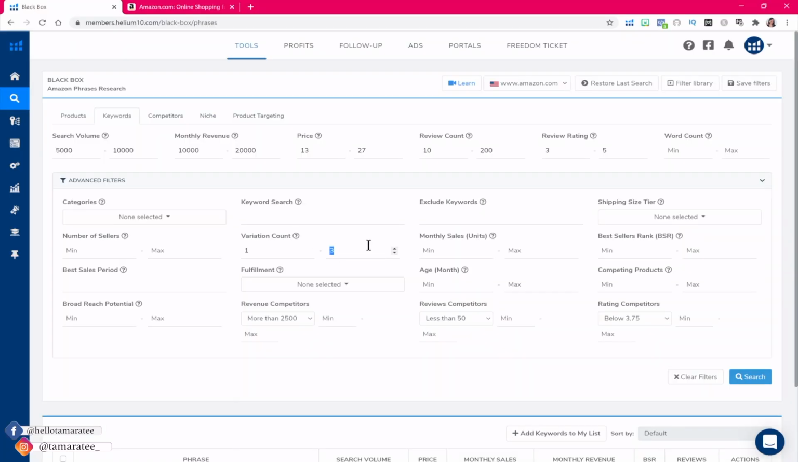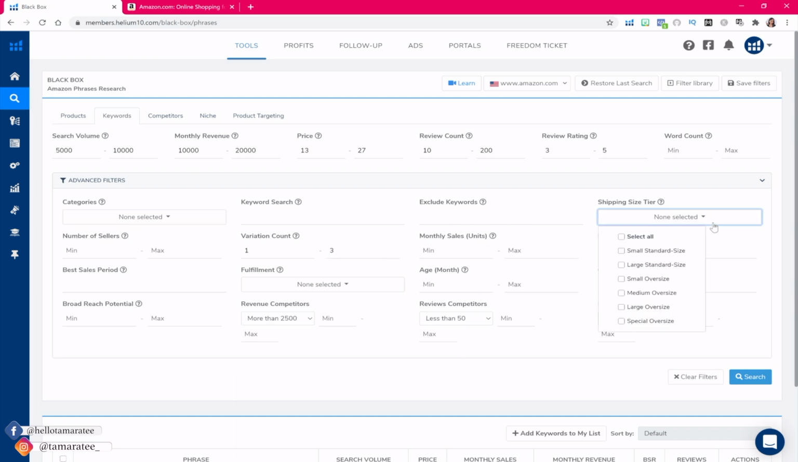So I suggest no more than 3 variations. You can exclude some keywords, you can add some keywords. Number of sellers, I leave this blank. Best sales period, I don't really care about this as well. Most of the things here you will just leave blank.